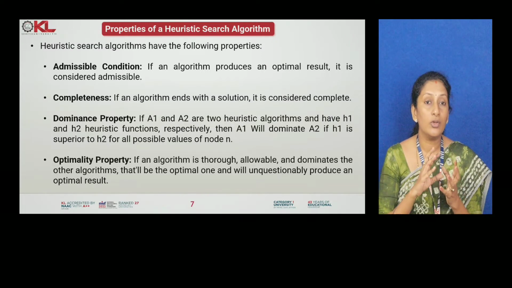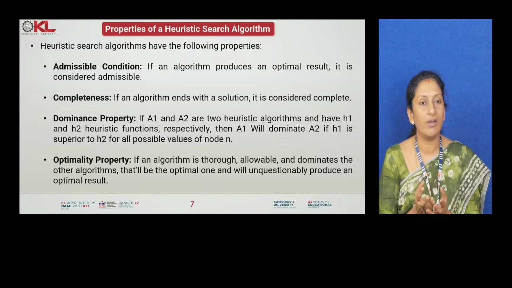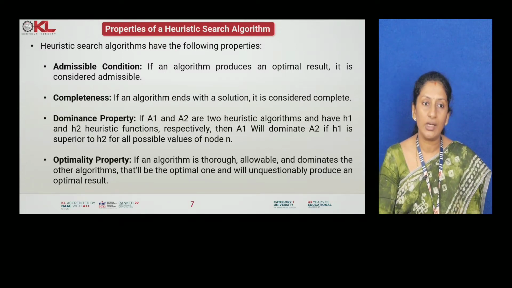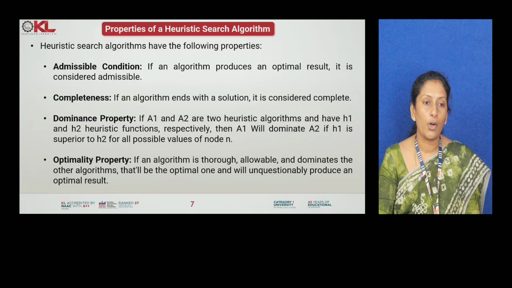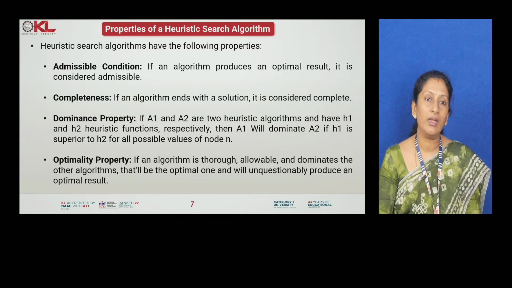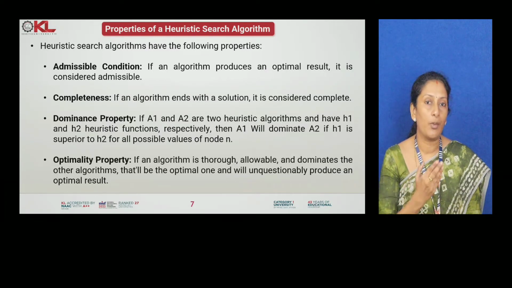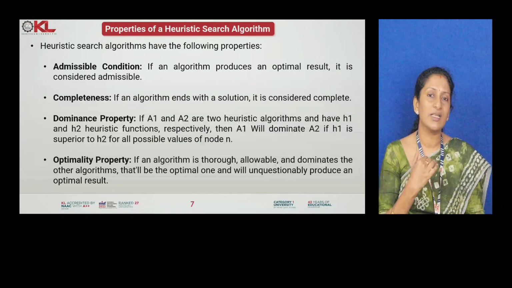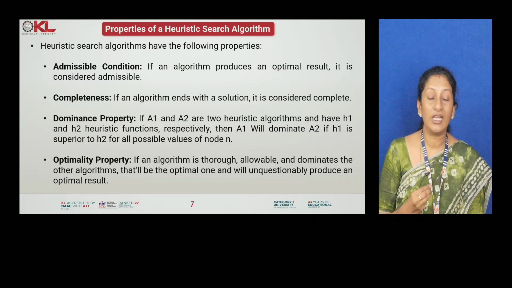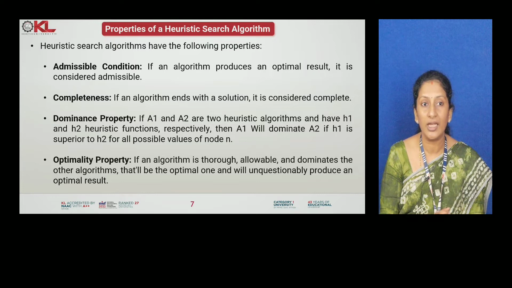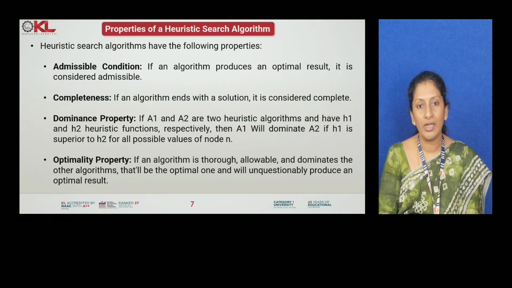Then those search algorithms using heuristics will have certain properties: admissible condition, completeness, dominance property, and optimality property. When the algorithm you are implementing using a heuristic search gives the optimal result, it is known as the admissible condition. So if you design a heuristic function so that it gives the optimal solution, then we say that the search algorithm satisfies the admissible condition.